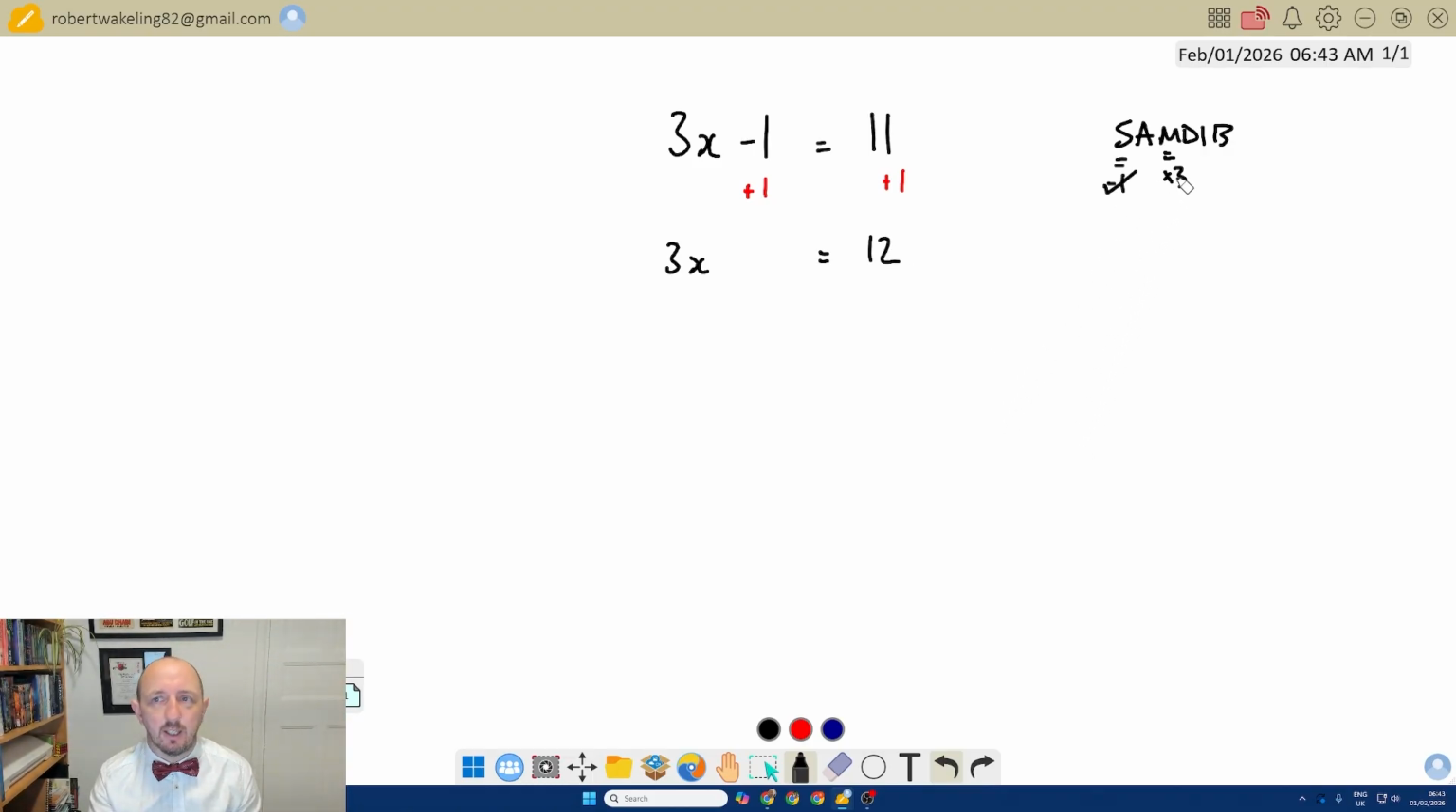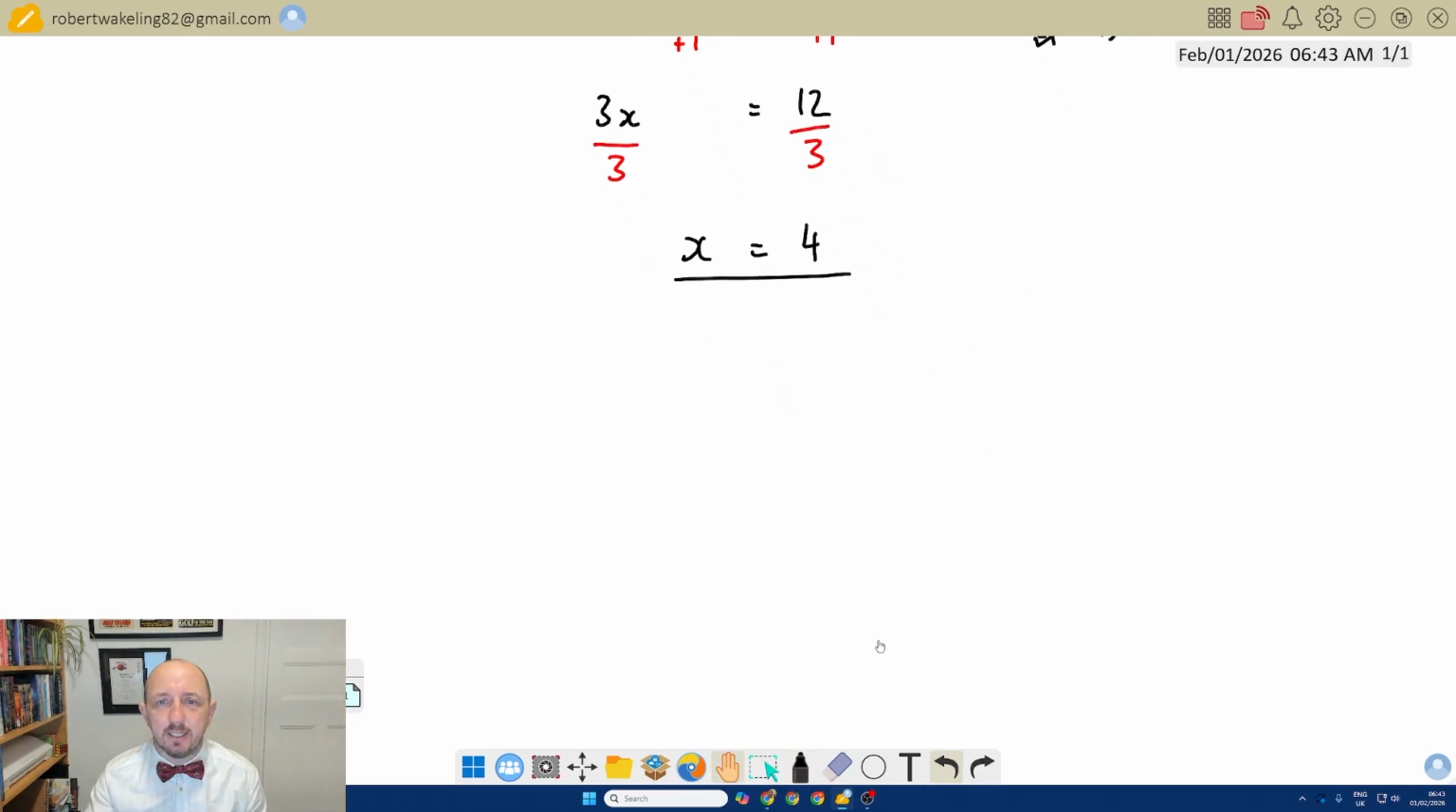Now we can times 3, do the opposite, divide 3. Okay, 3x divided by 3 is just 1x. 12 divided by 3 is 4. So that is the process. These one-step equations, all we're doing is reversing BIDMAS.